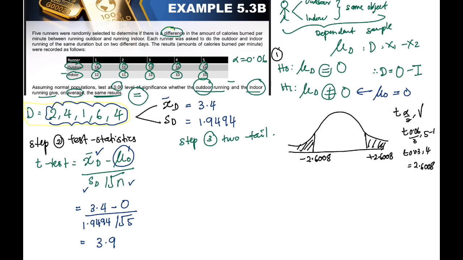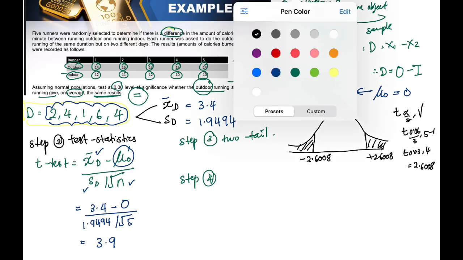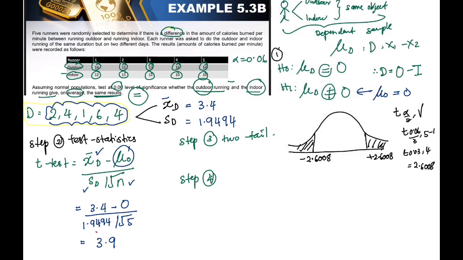Right. Step number 4. Reject or accept H null? Your t-test is 3.9. So where is 3.9 located? Is it here, here, or here? 3.9 is greater than 2.6. So 3.9 is here, in the shaded region. So it's in the rejection region.